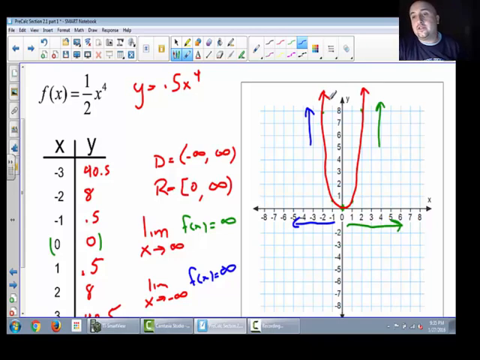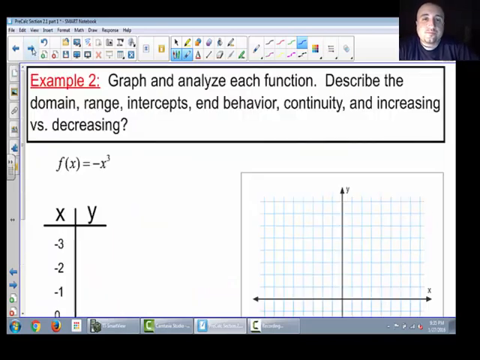It's continuous everywhere. It's decreasing from negative infinity to 0 and increasing from 0 to infinity. Okay, so those are the things that you need to be able to state and graph properly. All right, let's look at example 2.